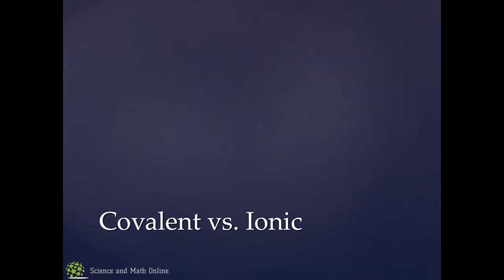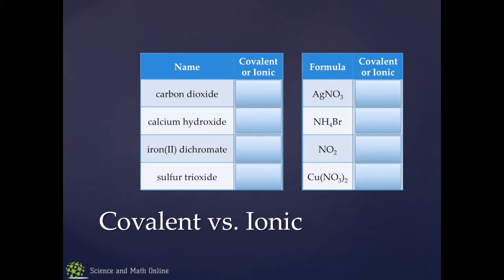All right, so the first thing we've got to practice is doing just that: identifying whether something is covalent or ionic by looking at the name or the formula. So carbon dioxide. That's a nonmetal, which means it's covalent, and I also have a prefix. Calcium hydroxide starts with a metal, no prefixes, so it's ionic. Iron 2, the fact that I've got a big Roman numeral there tells me it's ionic. Okay. Sulfur trioxide, nonmetal and a prefix, covalent. Silver nitrate is what this is. This is a metal, so it's ionic.